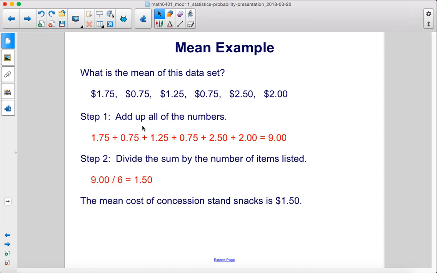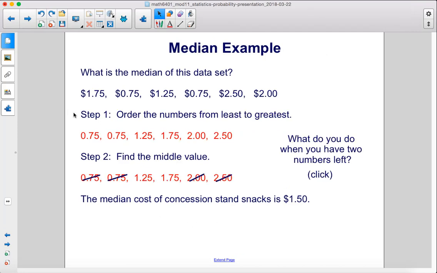All right, step 1, add up all of the numbers. So they all add up to $9. Then divide the sum by the number of items listed. So there's 1, 2, 3, 4, 5, 6 numbers added up together. So we take the $9 and we divide by 6 and we get $1.50. That means the mean cost of concession stand snacks is $1.50.